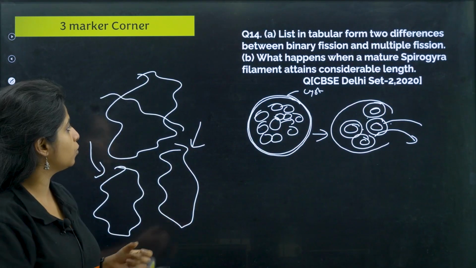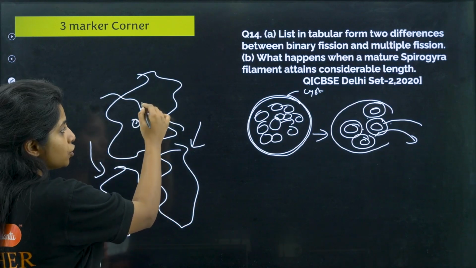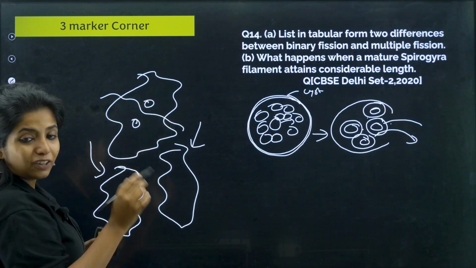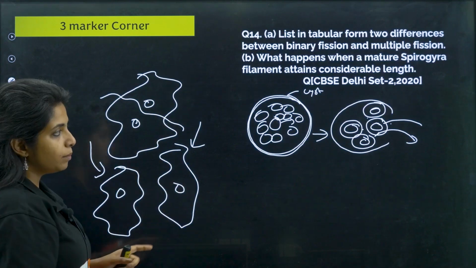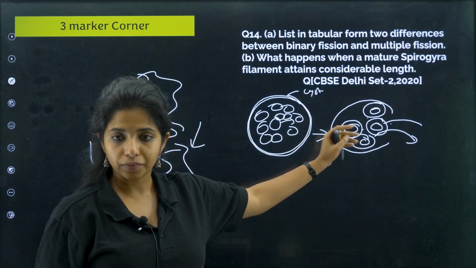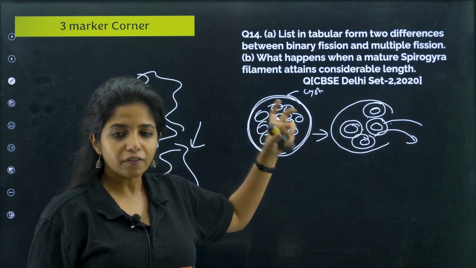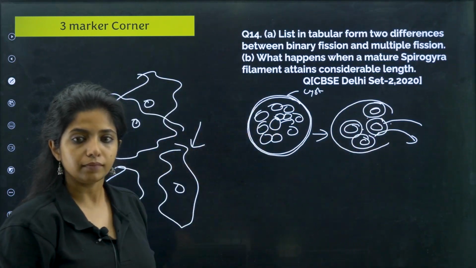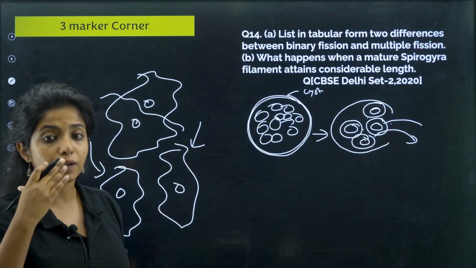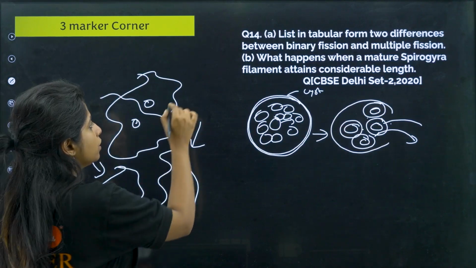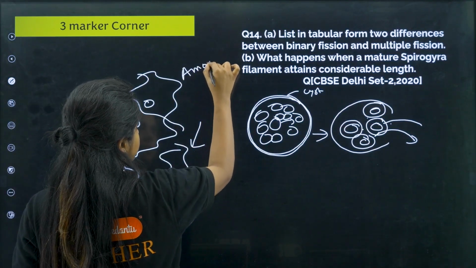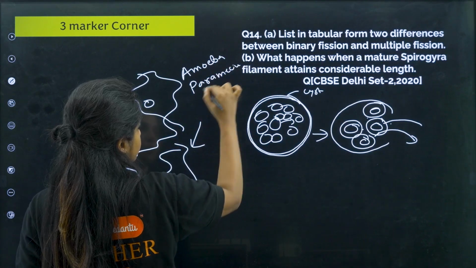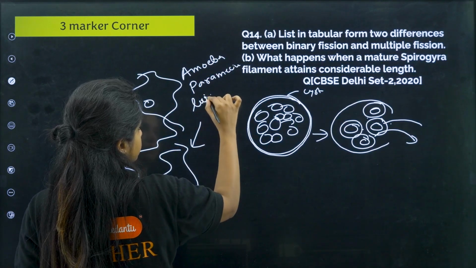Apart from that, in amoeba the nucleus divides and then immediately the nucleus is surrounded by the cytoplasm. But over here, the nuclear division goes on, and after some point of time, the cytoplasm will come and surround it. Examples: you can give amoeba, you can give paramecium, you can talk about leishmania.